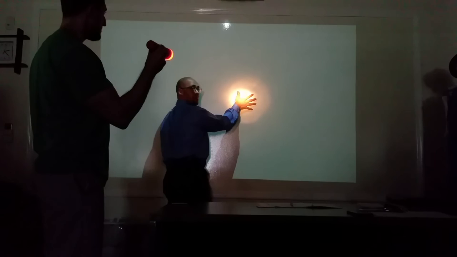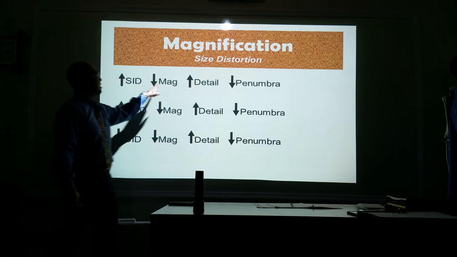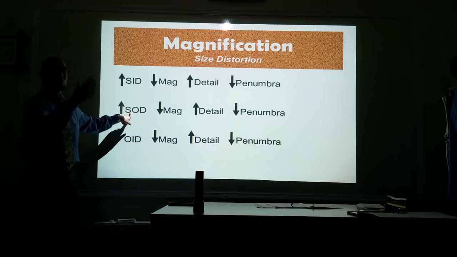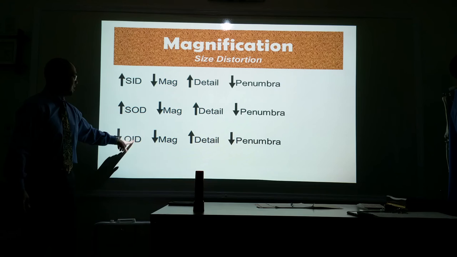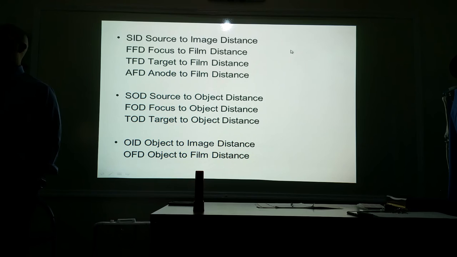So this is what I want you guys to do when you get home. Tube further away, no mag, better detail. Source to object, the further my hand was from the X-ray tube, less mag, better detail. And then lastly, my hand right on the image receptor, decrease the OID, less mag, better detail. These are just synonymous terms, you guys can look at that on your own.